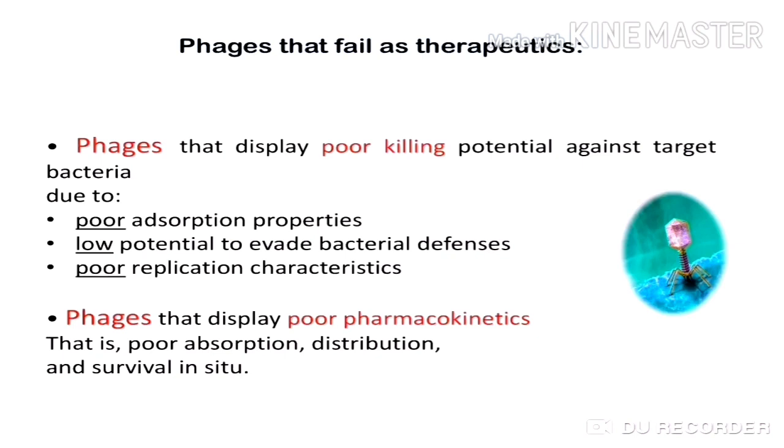Other phages that fail as therapeutics are phages that display poor killing potential against target bacteria due to either poor adsorption properties, low potential to evade bacterial defenses, or poor replication characteristics. Also, phages that display poor pharmacokinetics, that is poor absorption, distribution, and survival in situ.